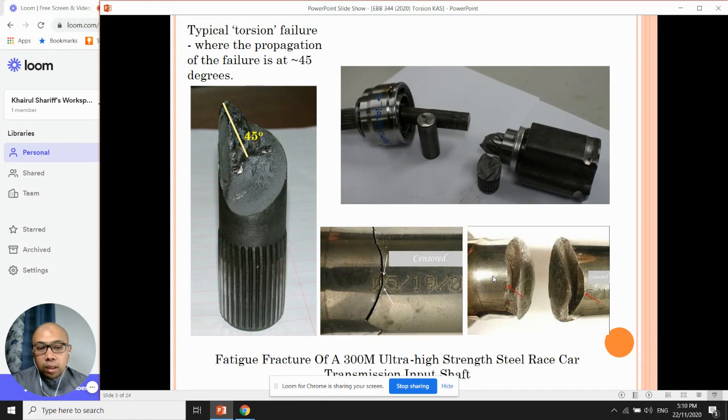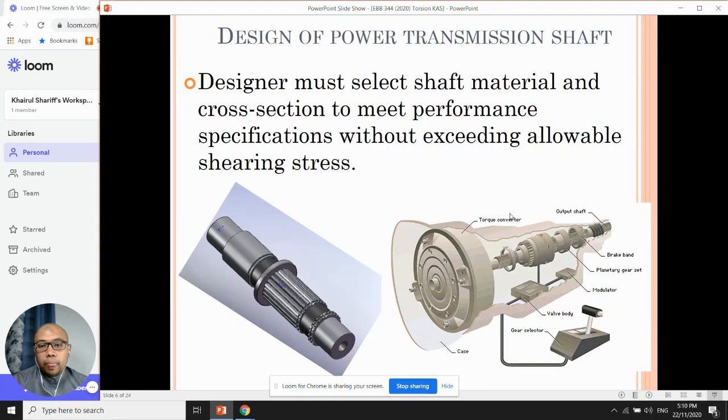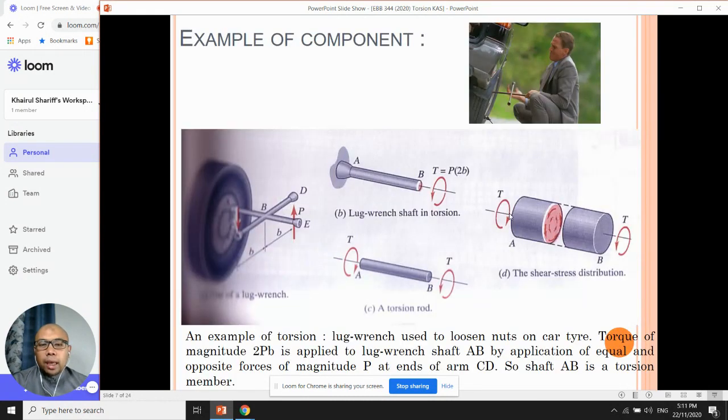This is another example of how the fracture surface looks after this sample experienced the maximum torsion. I mean, this metal rod experienced excessive torsion load. I don't want to explain more on this because this is only an example.